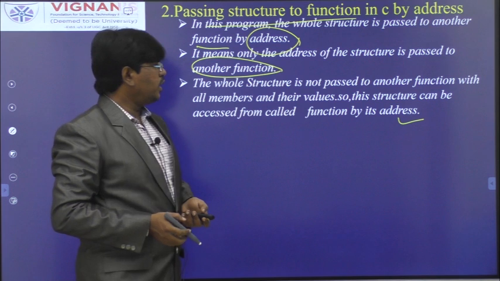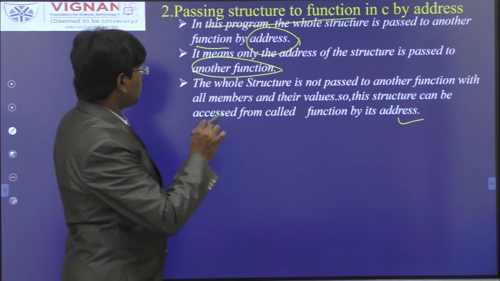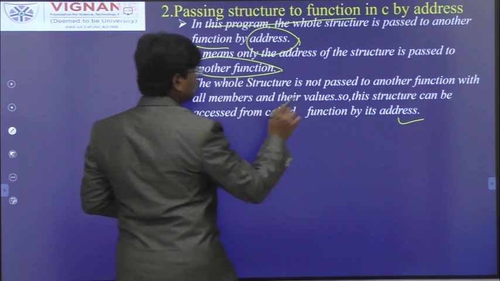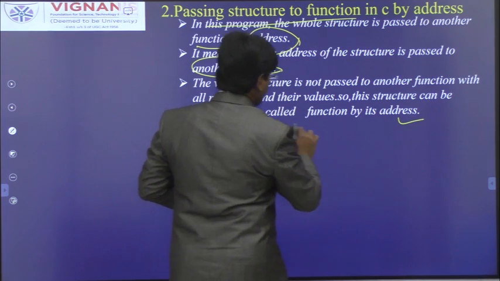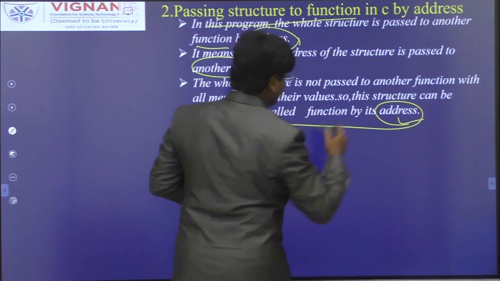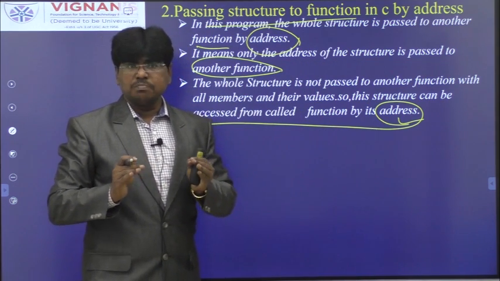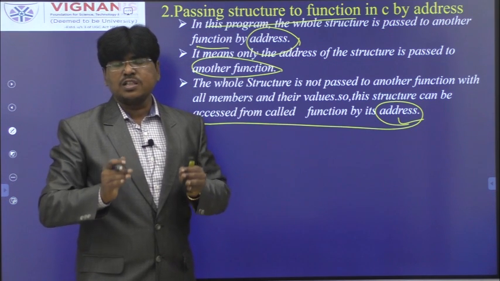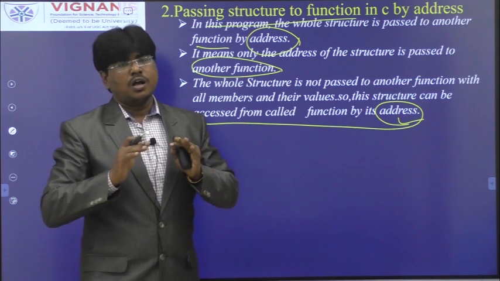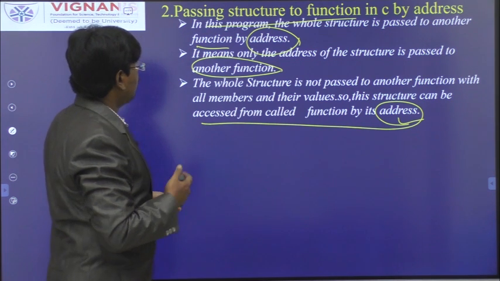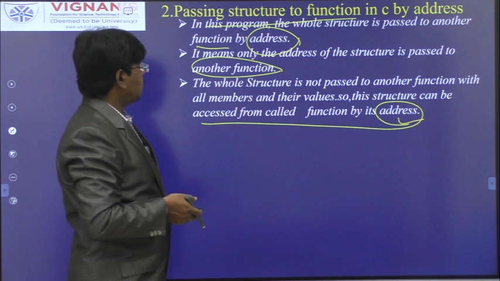So the whole structure is not passed to another function with all members and all their values. This structure can be accessed from the called function by its own address. Simply we are passing the address. In the called function the pointer is going to receive the object address. This is the important point you have to observe when we are passing a structure by address.